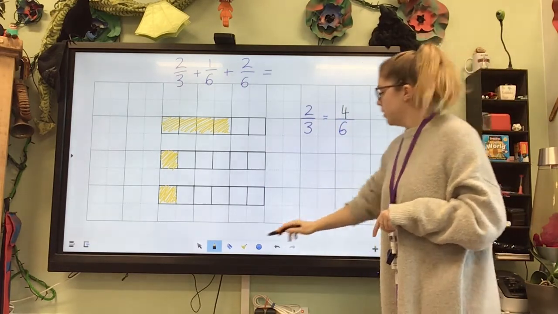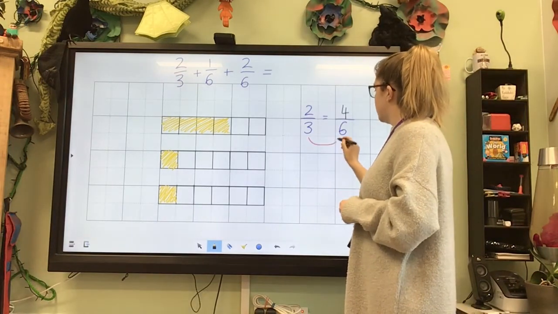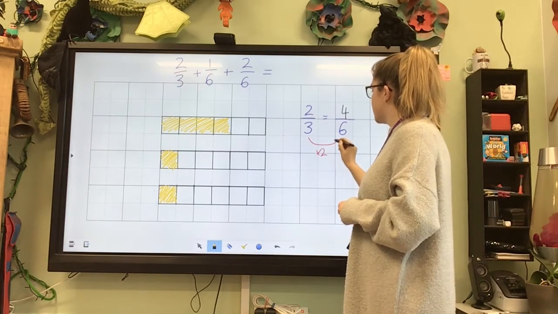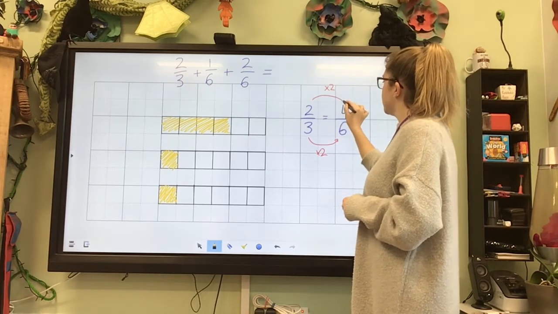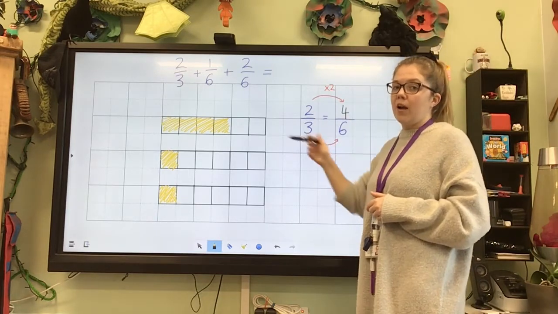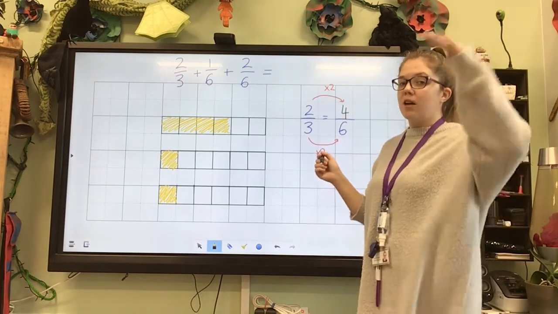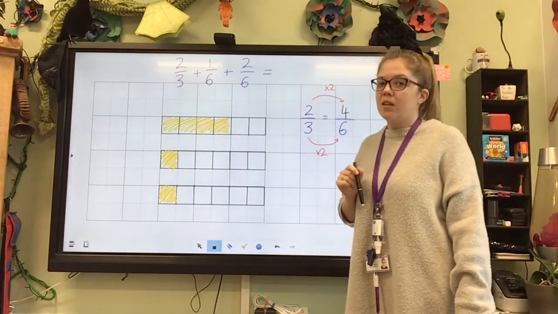Can you see that? And then just to show what we've done, we know we've done 3 times 2, which is 6, and we've done 2 times 2, which is 4. That's all we're doing when we're converting and using our arrows, doing the same to the denominator as we do to the numerator. I've just shown it on a bar model today to help you see that.